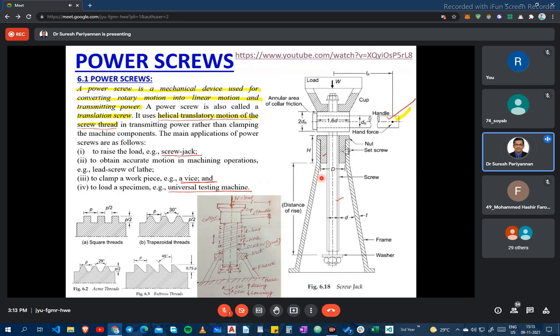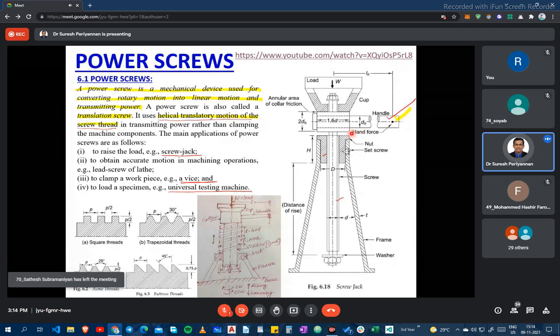For this, the example is the screw jack. In the screw jack, the lead screw moves in a linear direction up and down based on the applied load, with either clockwise or anti-clockwise rotation of the handle. The lead screw moves up and down, right? This is a linear motion. The nut is held in a constant position. So these are the two categories.